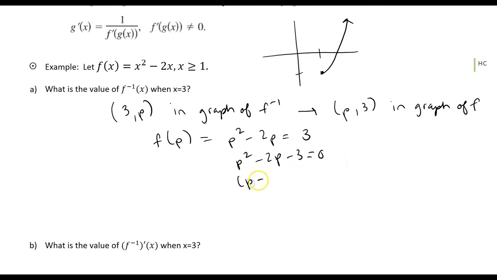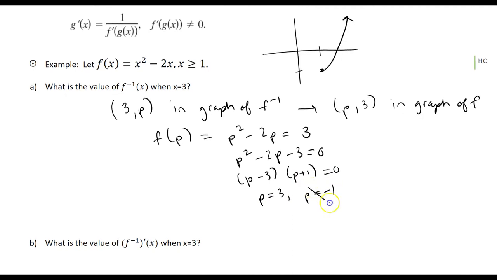And I can factor (p minus 3) times (p plus 1). So I get p equals 3 and p equals negative 1. And we can rule this one out because it's not in the domain. So this tells me that this has to be the p that I'm looking for. So f inverse of 3 has to be equal to 3. Now it's just a coincidence that they're the same thing.